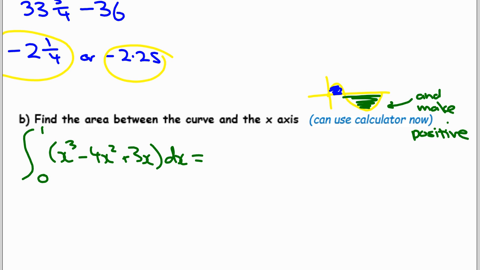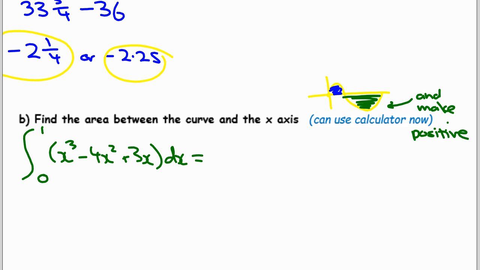Oh, you said x squared. Yeah, so 4x squared: x cubed minus 4x squared plus 3x. And then we're going to work out, oh, that was meant to be the blue area. Sorry, I should have done that in blue. I've done it in the wrong order. Okay, so that's the blue one.